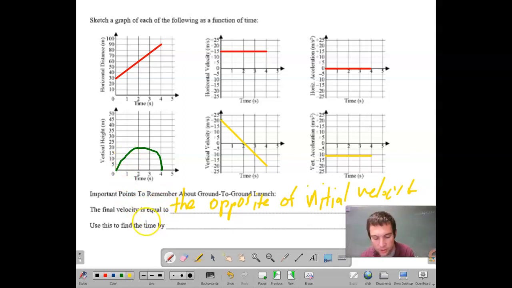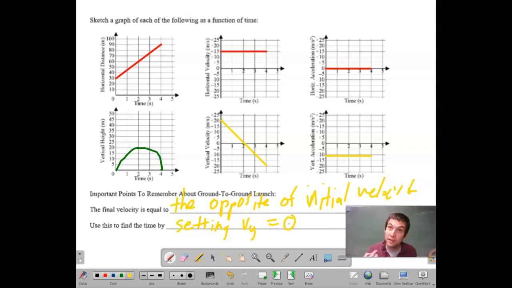And then we're going to find the time by setting a velocity in the y equal to 0. If we have a velocity in the y equal to 0, that's going to free up some of those equations and we can start using our tricks.